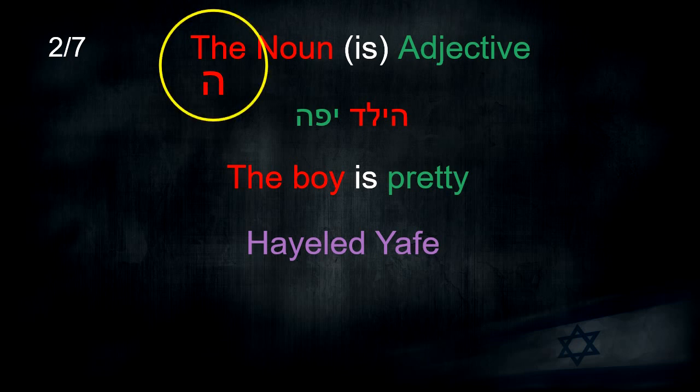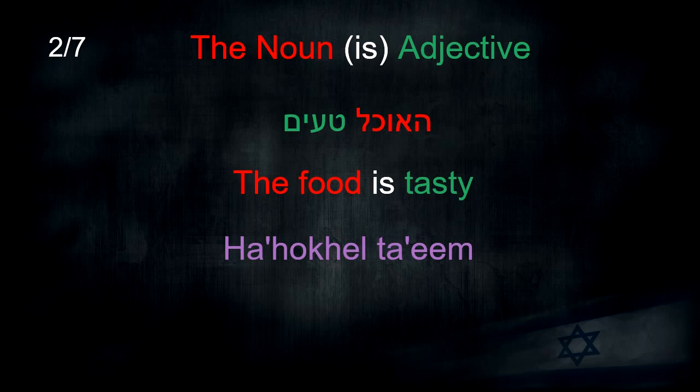The word "the" in Hebrew is the letter Hey. It will always come before the noun, in the same word. So in English we'll say the boy is pretty. In Hebrew we'll say הילד יפה. Another example. In English we'll say the food is tasty. In Hebrew we'll say האוכל טעים.